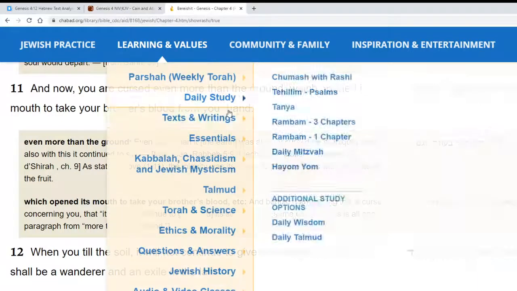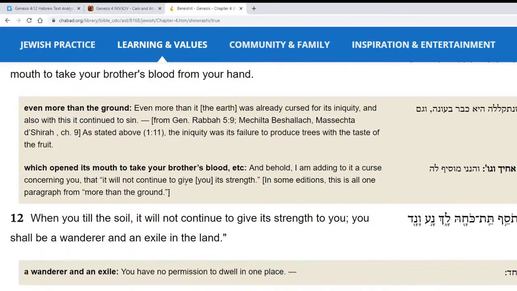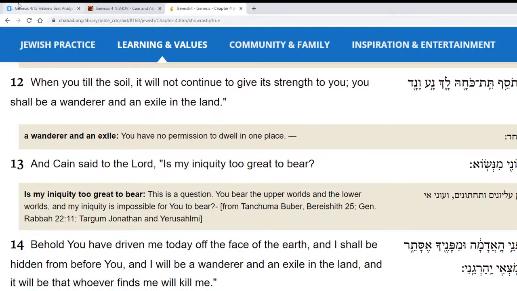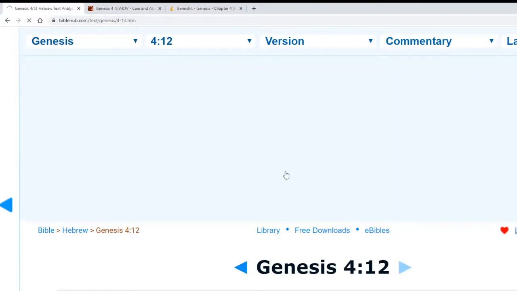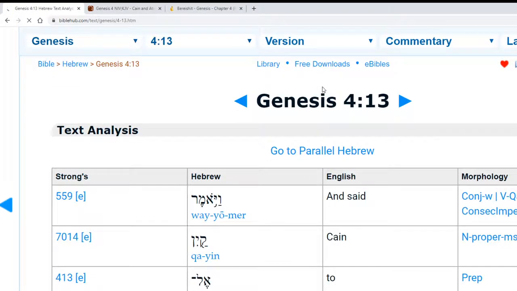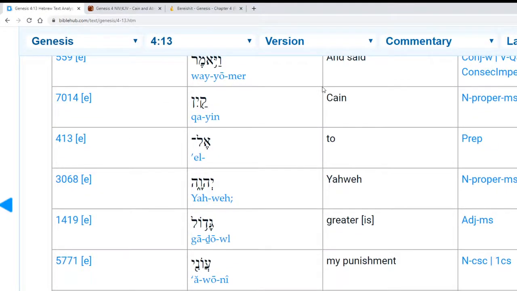Okay, let's see what Chabad does with verse 12. When you till the soil, it will not continue to give its strength to you. You shall be a wanderer and an exile in the land. Okay, verse 13. Vayomer Cain el Havaya gadol avoni minsoa.